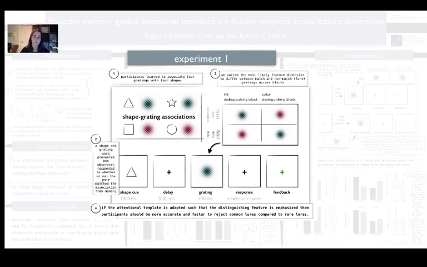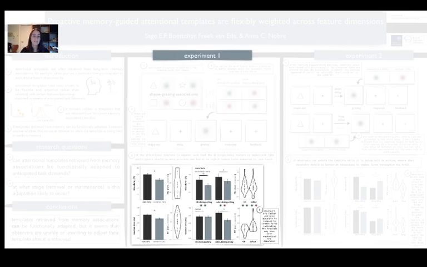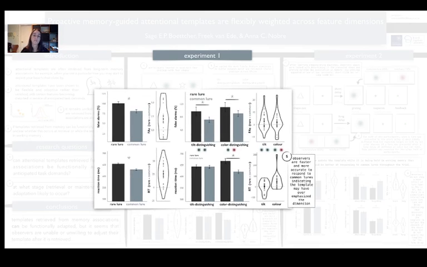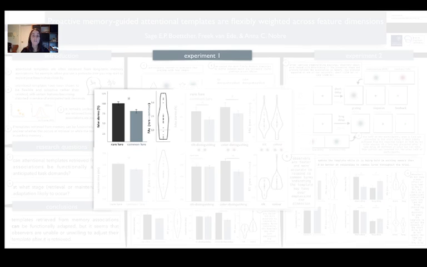Let's have a look at the results. Here we have two main dependent variables, false alarms and reaction times. All of this analysis focused on the lure trials, not the match trials. Here you can see that observers incorrectly identified a rare lure as the target more than common lures. In the right panel, you see the pattern for individual subjects.